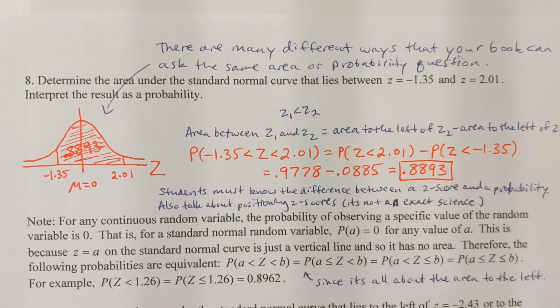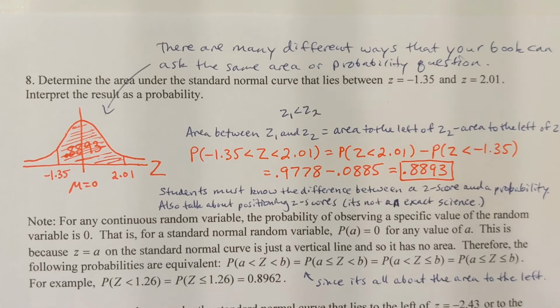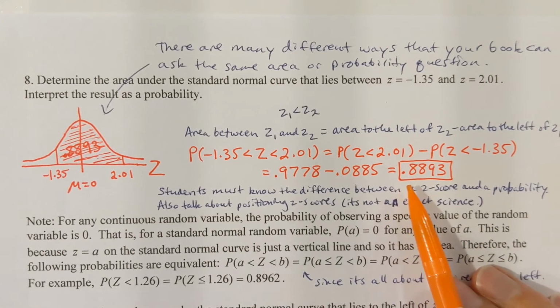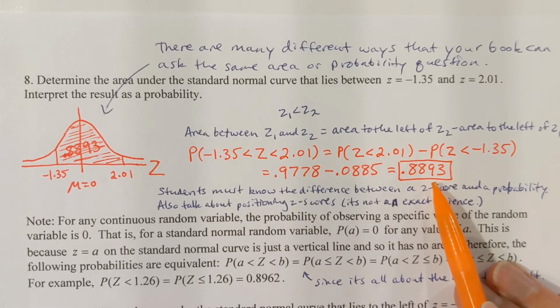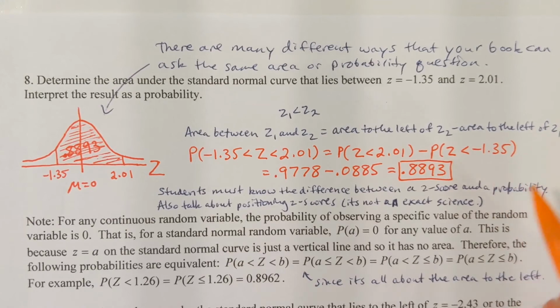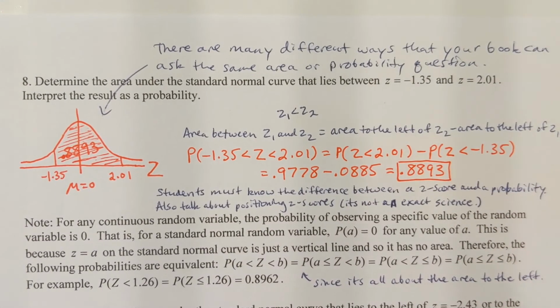Another way that they can ask the same thing is as a probability question. They could say, find the probability that negative 1.35 less than z less than 2.01. We've done that, right? That probability and area are the same thing with a continuous random variable, and we found that probability is 0.8893. All those questions are the same thing. It's just how they're asking it.